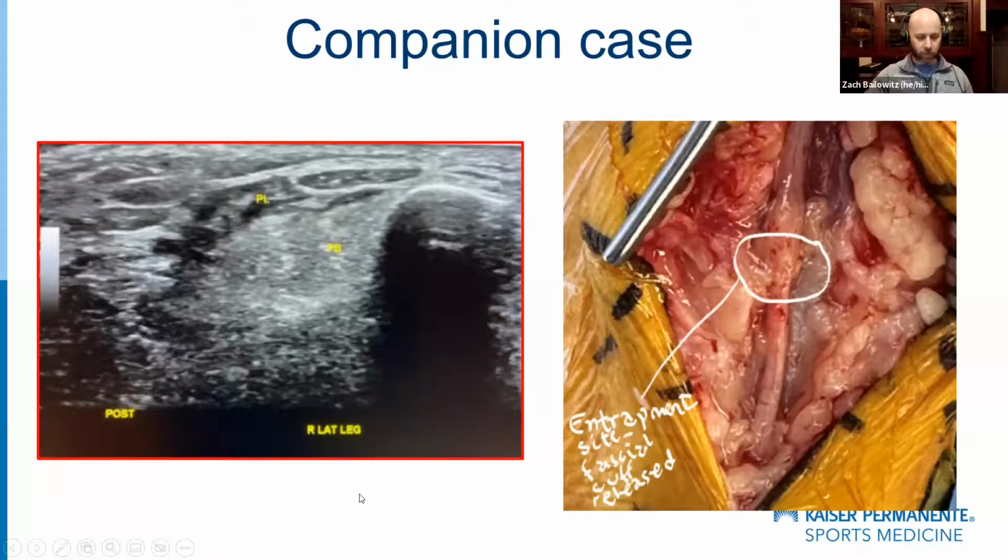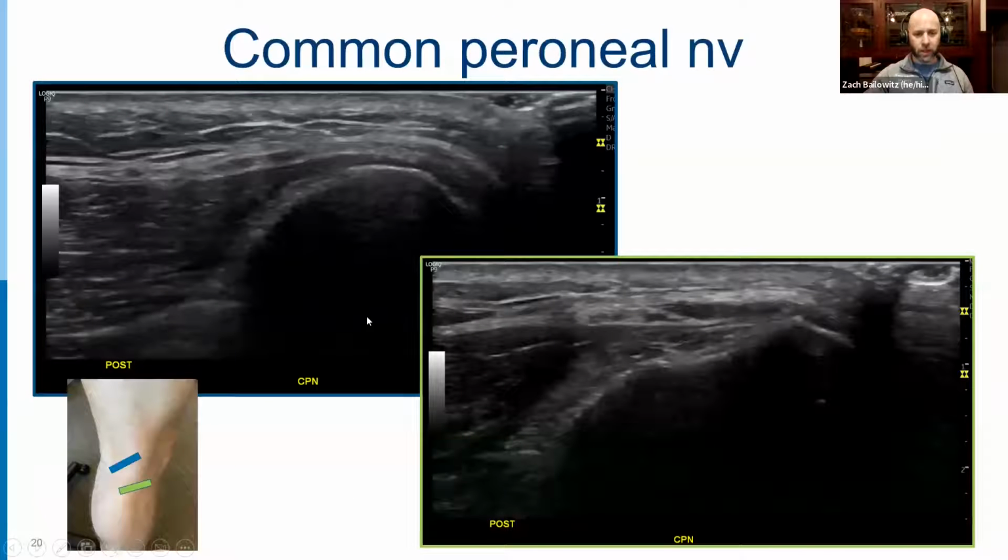In our case, superficial peroneal nerve was normal. So let's move on. Now here's the common peroneal nerve up at the posterior lateral knee. Remember that the common peroneal nerve breaks off the sciatic nerve, usually just proximal to the popliteal fossa. And typically it will wrap around the fibular head and then dive down through the fibular tunnel just underneath the peroneus longus. So here we are in the blue corresponds here to above the fibular head.